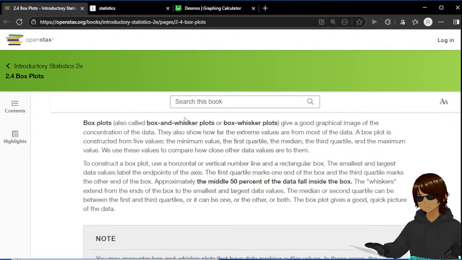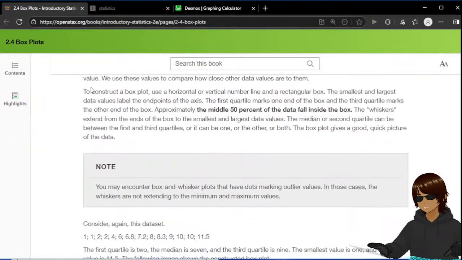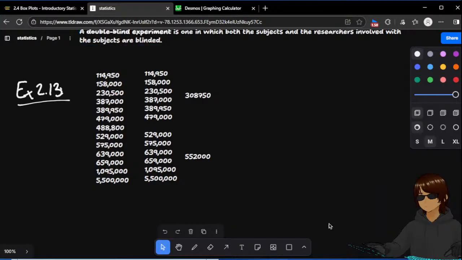Box plots, also known as box and whisker plots or box whisker plots, give a good graphical image of the concentration of the data. To construct, use a horizontal or vertical number line and a rectangular box. The smallest and largest data values label the endpoints of the axis. The first quartile marks one end of the box, the third quartile marks the other end of the box. Approximately the middle 50% of the data fall inside the box. Whiskers extend from the ends of the box to the smallest and largest values.